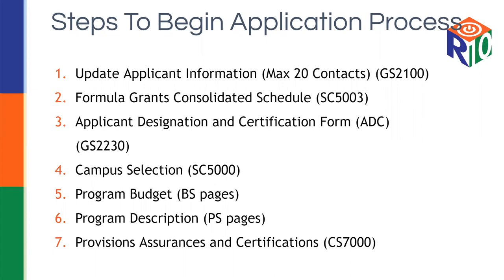Second, you're going to work on your formula grants consolidated schedule. What is that? It's your SC5003. This is a new form this year because it is a consolidated schedule for all three of your funding sources. That is a very, very important thing to fill out, because if you don't have that completed, your ADC and your applications will not open.